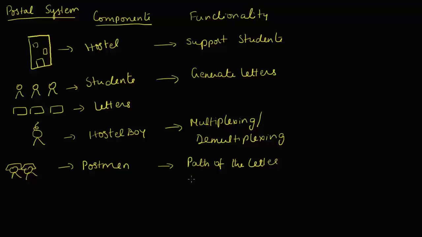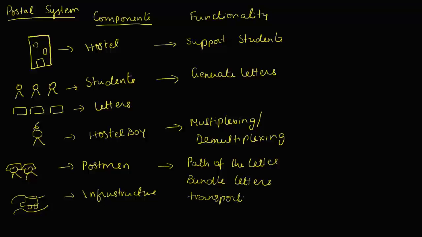And then they also tend to bundle up the letters depending upon the destination. So they will aggregate all letters that are going to the airport, all letters that are going to the train station, and so on. Naturally, there is some other infrastructure in the form of roads. So let me draw a truck that kind of takes the letters. I mean, this could be an aeroplane as well, or even a bullock cart. So basically, the functionality of this infrastructure is in transporting the letters.